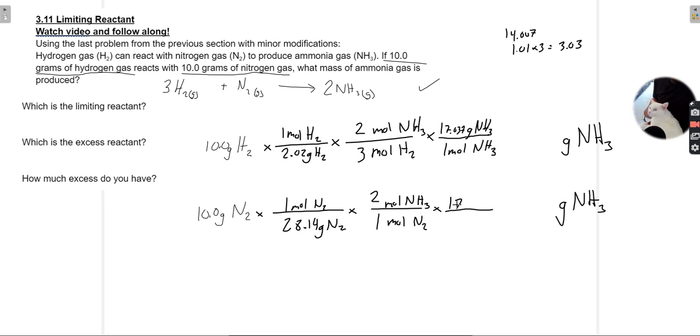And let's do that with both of them, 17.037, because it's the same mass. No need to calculate it twice. It's literally the exact same thing. So limiting reactants is always 2 problems. It's always one reactant going to the product, and then the other reactant going to the same product.